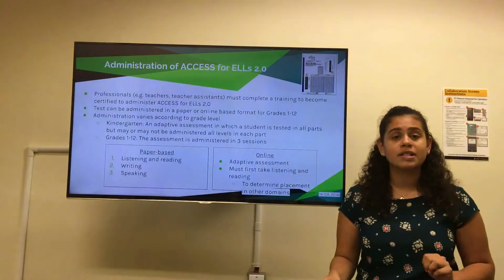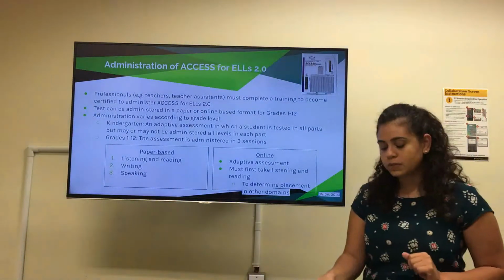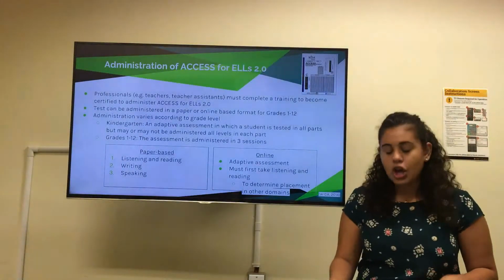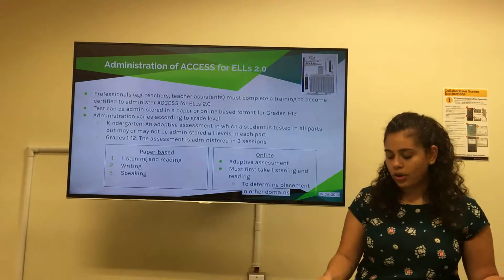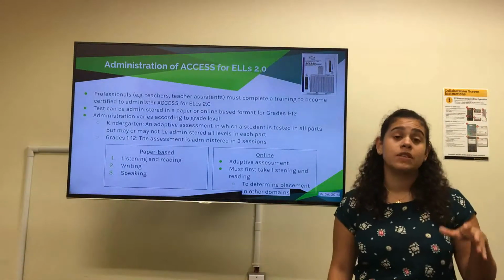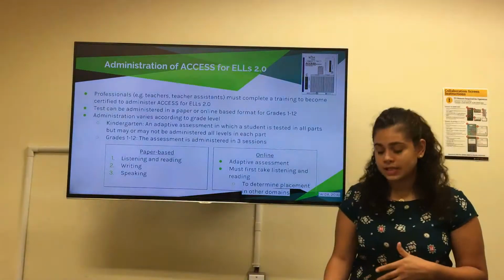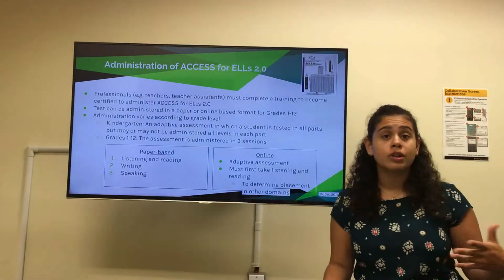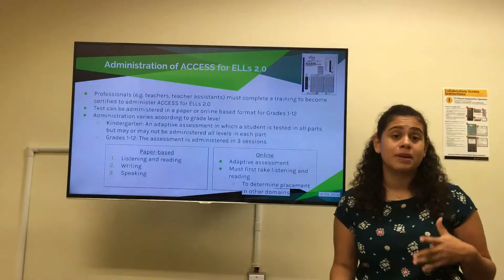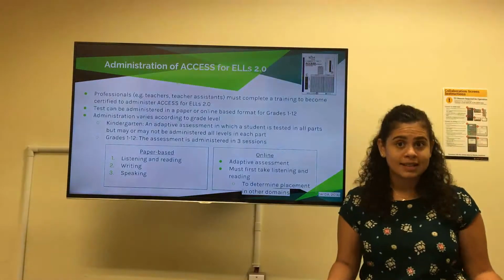The 3 parts in each section are divided into 5 levels, which correspond with the first 5 WIDA English language proficiency levels. The tasks at each level are designed to assess language at that specific proficiency level. Because this is an adaptive assessment, all parts are going to be administered, but not necessarily all levels. It just depends on the child's progress through the test.